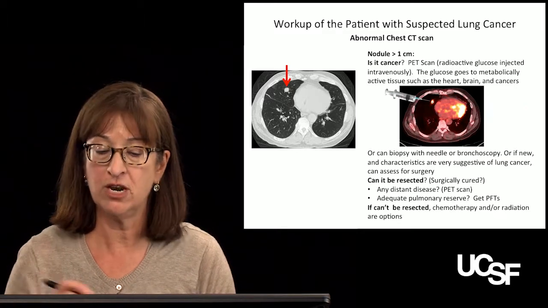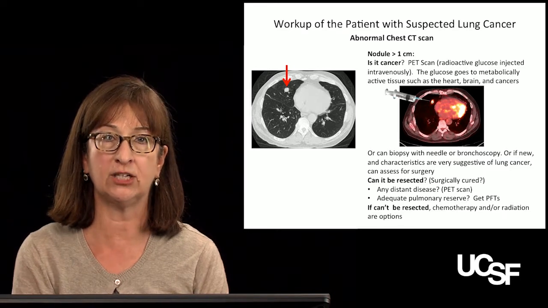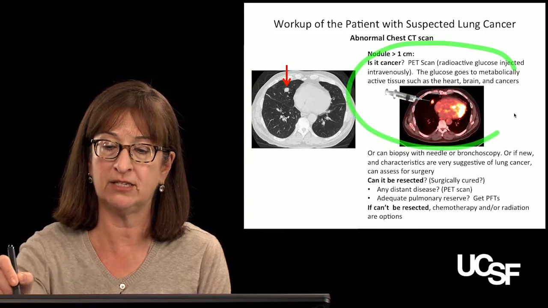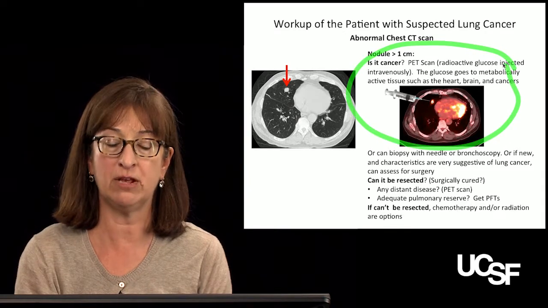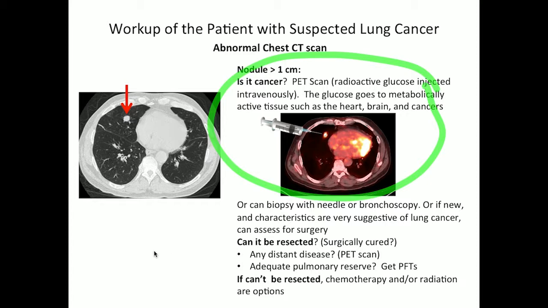Anyway, the number one way to cure lung cancer is by surgical resection. So in this patient, now that we're convinced with a positive PET scan that this is very likely to be lung cancer, the next question is: can we surgically cure it? So one, we would look for distant metastases, and the PET scan is very useful for that. But we'd also have to try to figure out, can this person have lung surgery?